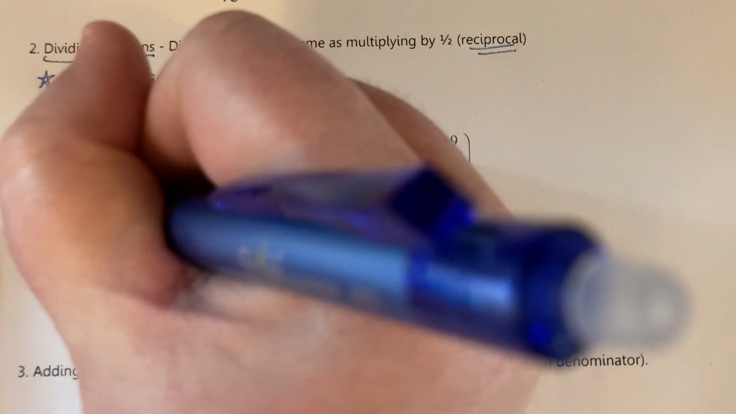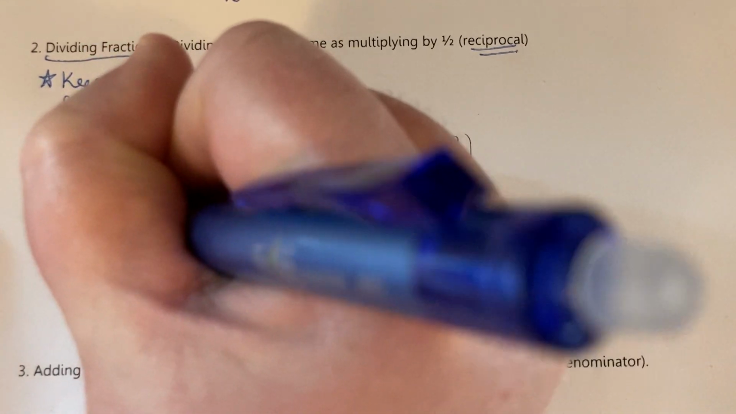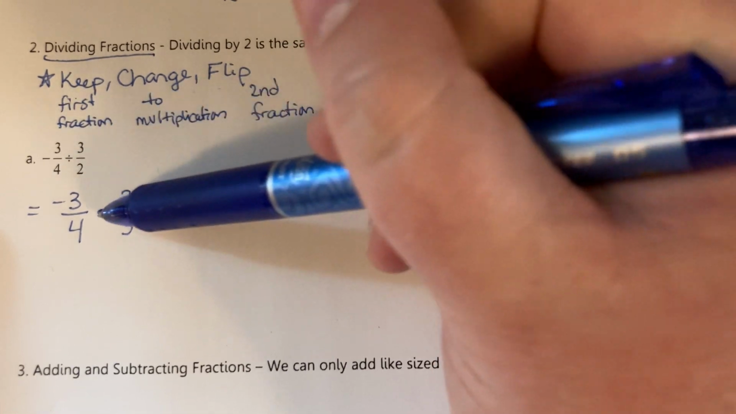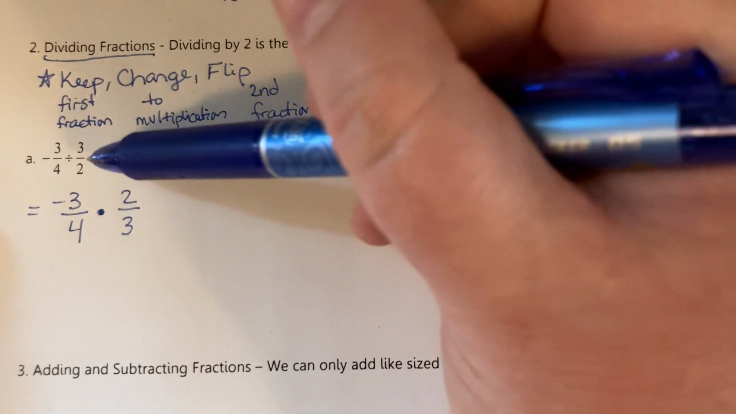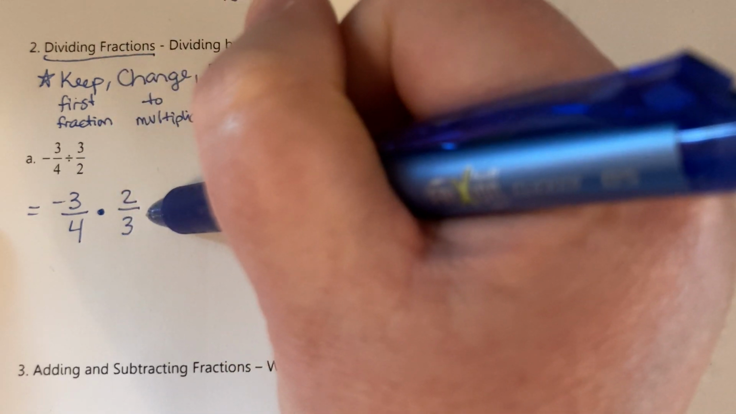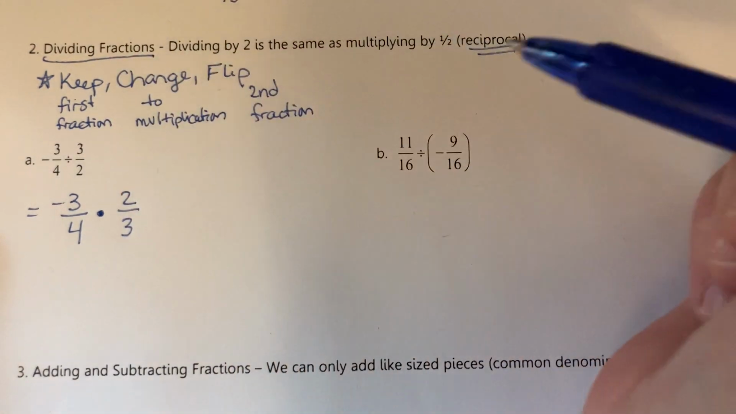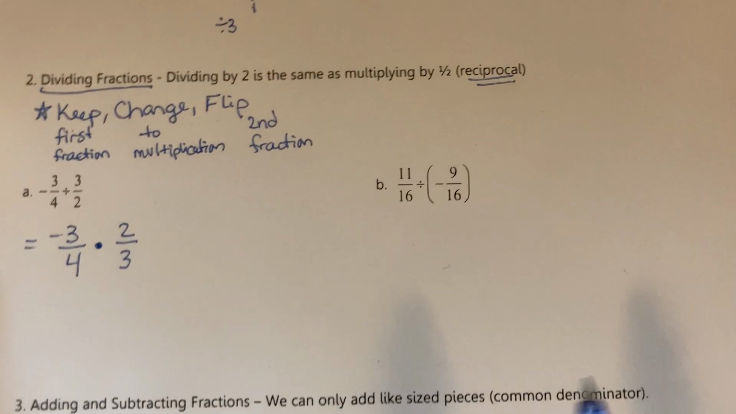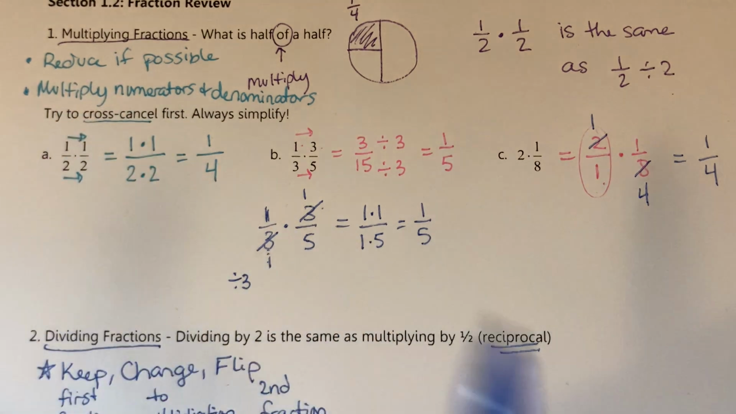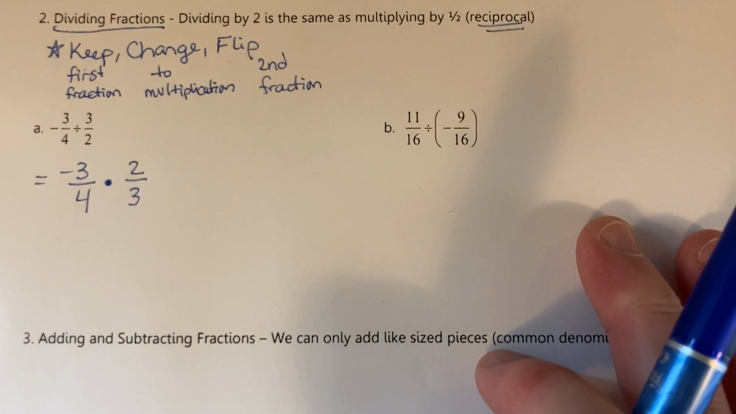Then instead of division, I'm going to change to multiply by the reciprocal. So instead of divide by 3/2, I'm multiplying by 2/3. That's what we call the reciprocal, flipping over the fraction. Once we've written it as a multiplication, now we go back up and do our multiplication steps: reduce if we can, and then multiply numerators and denominators.